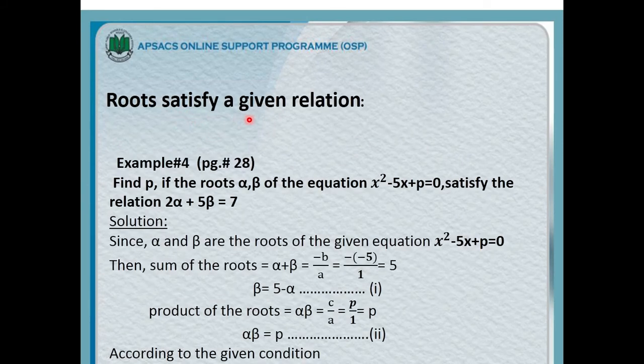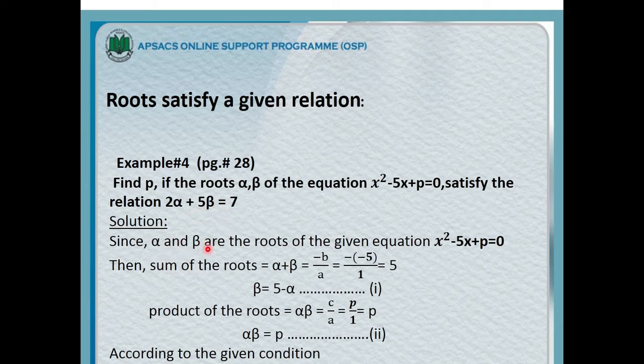Now, roots satisfy a given relation. So students, I am going to explain example number 4 on page number 28, in which we have to find the value of p if the roots alpha and beta of the equation satisfy the relation 2 alpha plus 5 beta is equal to 7.